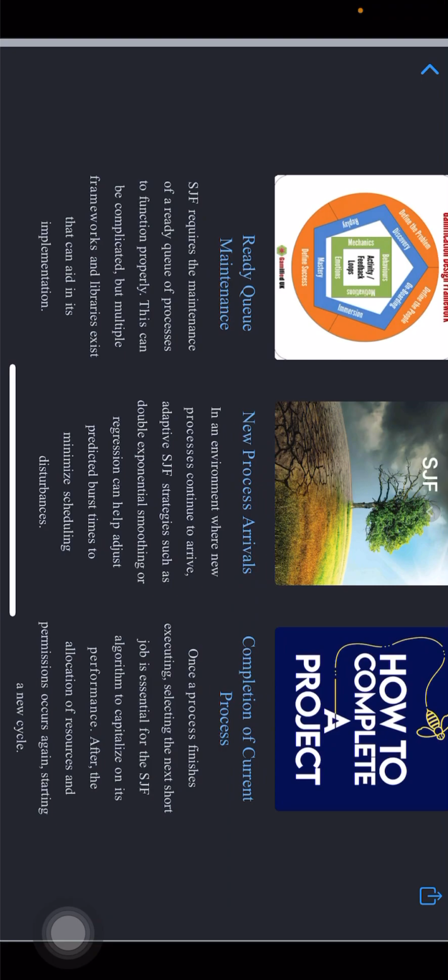Moving on to the third implementation, completion of a current process. Once a process finishes executing, selecting the next short job is essential for the SJF algorithm to capitalize on its performance. After the allocation of resources and processes occurs again, a new cycle starts.